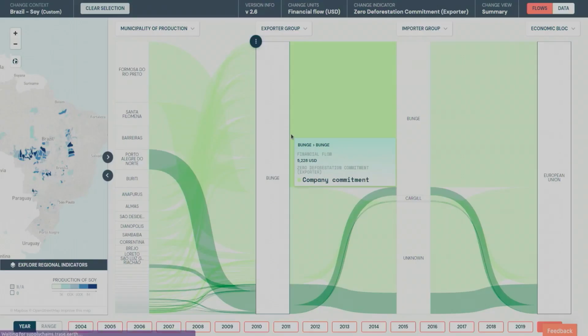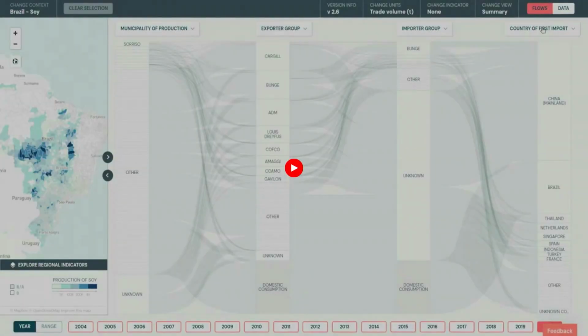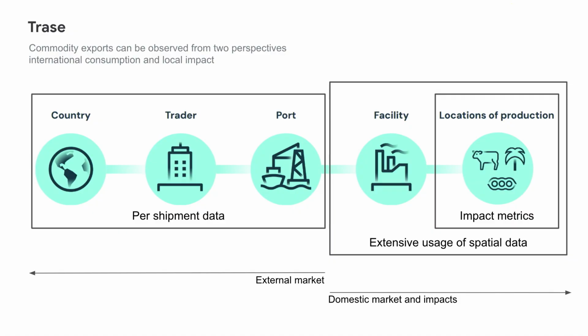What's so nice about that is that this type of mapping of commodity supply chains gives us 2 different perspectives of the supply chain. The first one is the external market. For that, we basically use per-shipment data, so we're talking about customs declarations and bills of lading. Most of them, you can just buy this data, and it's very data-driven. But we also have the other part of it, and that's the domestic market and impact.